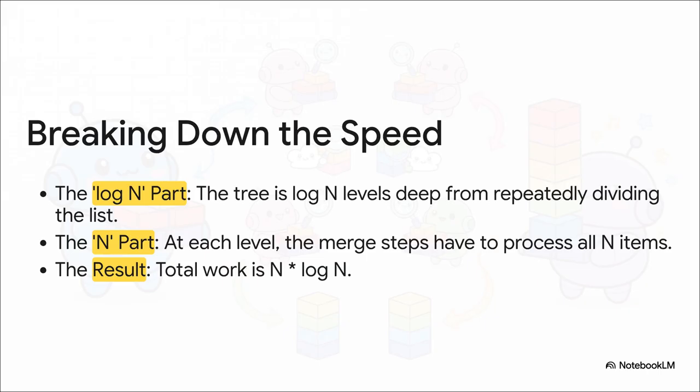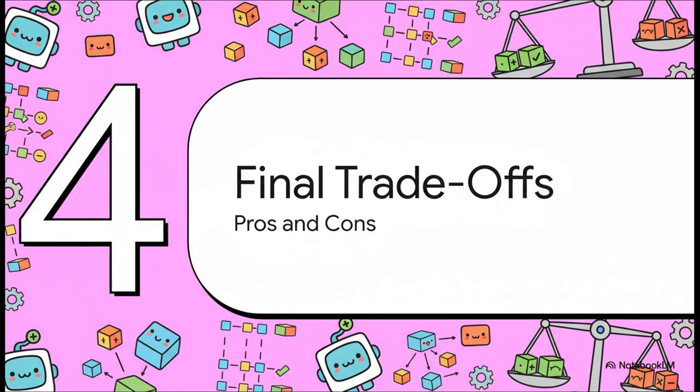Then you've got the n part. At every single level of that tree, if you add up all the little merge operations happening, you have to look at all n items. It's a full sweep. So let's put it together. You're doing n units of work per level, and you have log n levels. You multiply them, and you get n times log n. That's the secret sauce. But of course, no algorithm is a silver bullet.